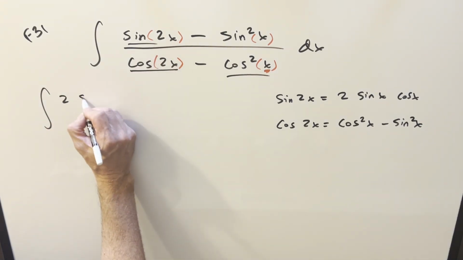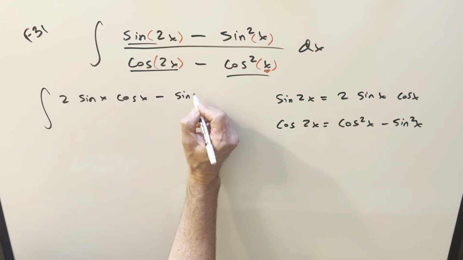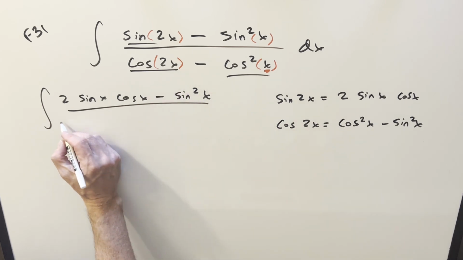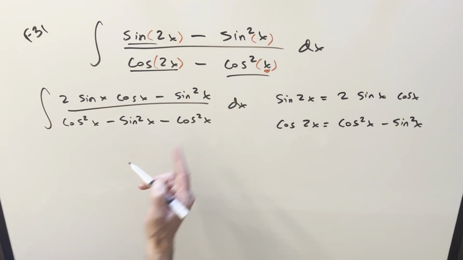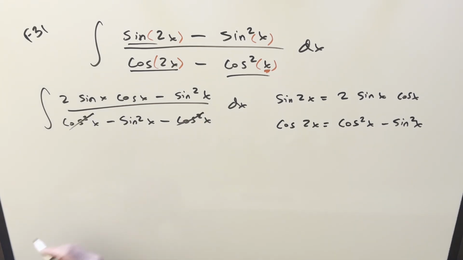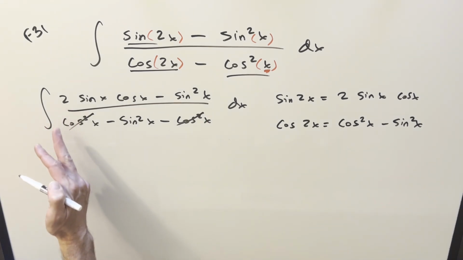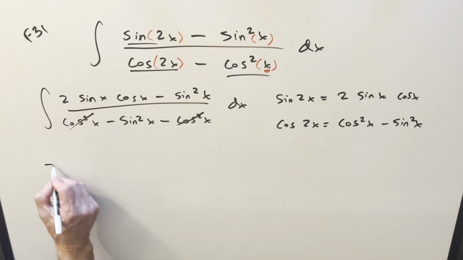So for this, we're going to have 2 sine x cos x minus sine squared x. Then plug this in for cosine 2x. But then from here, cosine squared x minus cosine squared x, that's a 0, so we can just cancel that out. Now I can factor a minus sign out here and a 2. No, I can't really factor that 2. Let's leave that 2. So factor the minus sign out front.